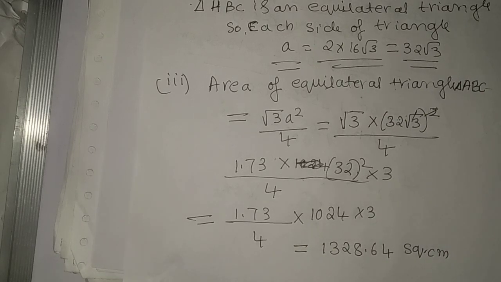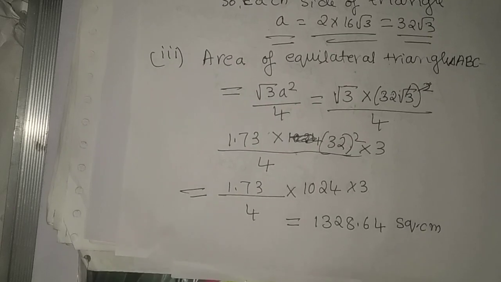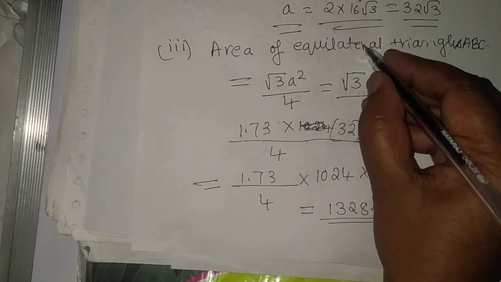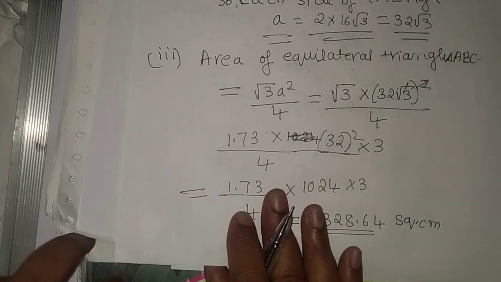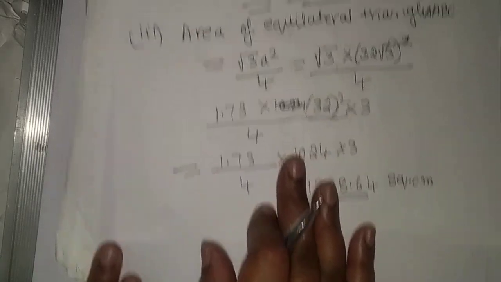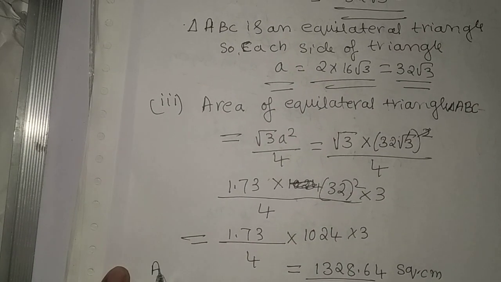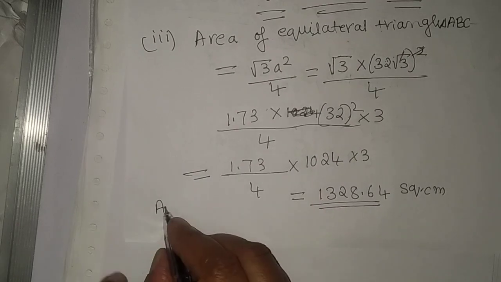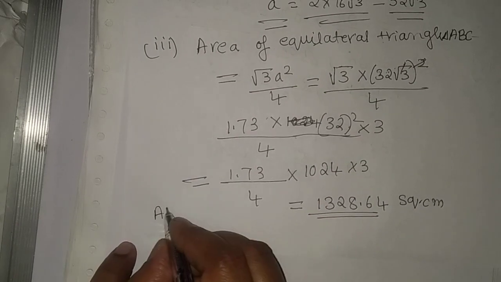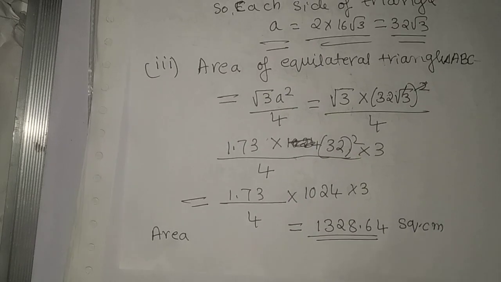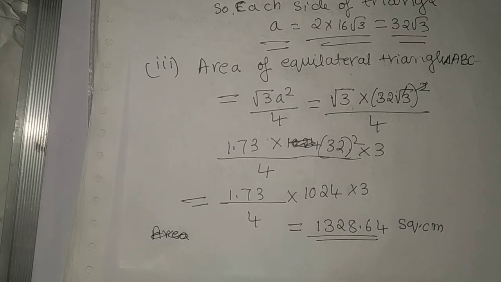So this is the area of the triangle, the equilateral triangle. Now what we have to find out, that is the last part, is the area of the shaded region. So I'll write in the next sheet.